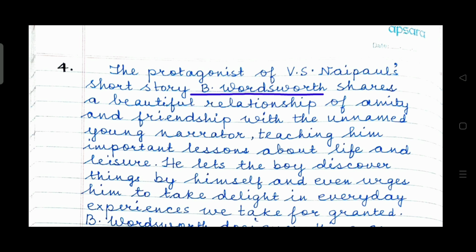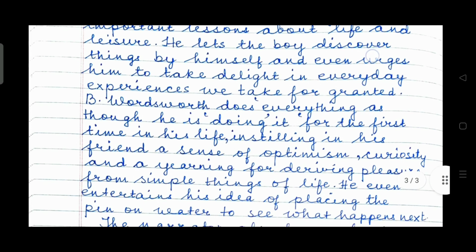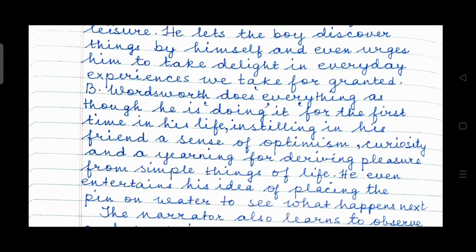He lets the boy discover things by himself and even urges him to take delight in everyday experiences we take for granted. This is the first lesson: to take delight in everyday experiences we take for granted. B. Wordsworth does everything as though he is doing it for the first time in his life, instilling in his friend a sense of optimism, curiosity, and a yearning for deriving pleasure from simple things of life. This will enable the young boy to retain his innocence, and he will be able to derive pleasure from the simplest things of life.